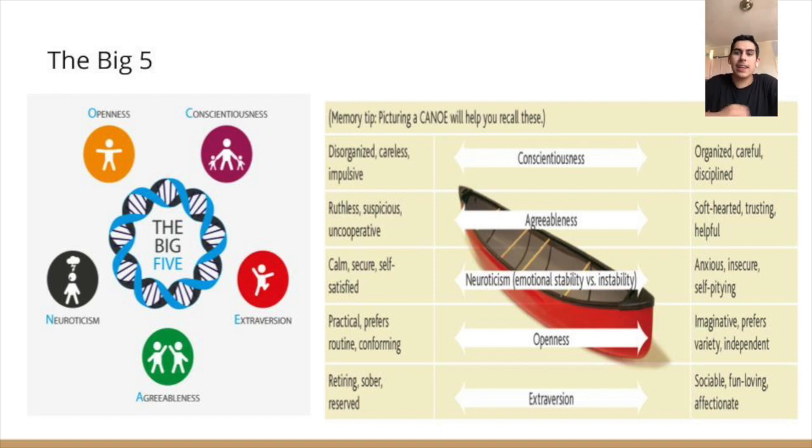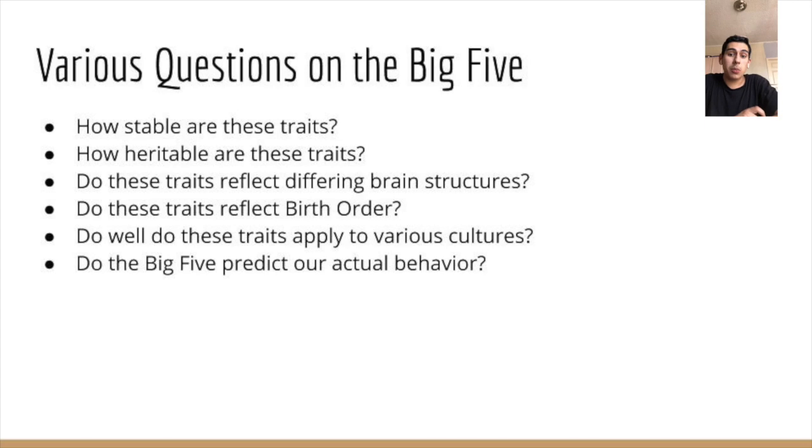We can look at twin adoption studies to find whether traits are genetic or learned. Twins are very similar in personality, even though they might be raised by different people. Some commonly asked questions about the Big Five are: how stable are these traits? Well, personality continues to develop and change through late childhood and adolescence. Up to the age of 40, we show signs of maturity principles in which we become more conscientious, agreeable, and less neurotic.